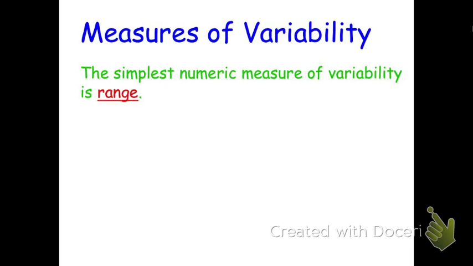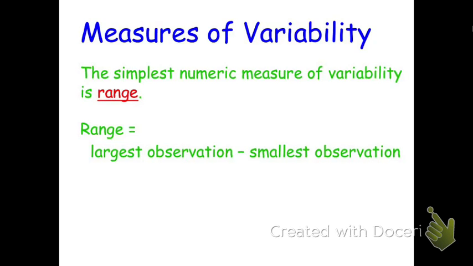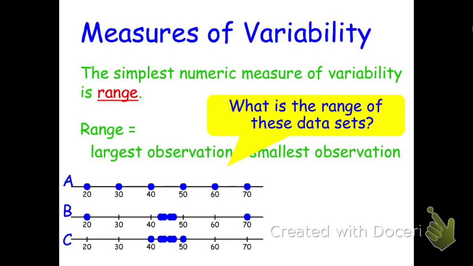So the first type that we talked about is finding the range, largest minus smallest. So you only report one number when you're talking about the range. You don't say the range is from 20 to 70. You say the range is 50. So the range for A would be 50, the range for B, and the range for C would be 10. So even reporting the range is not always the most accurate because A and B are still two different distributions, but they give the same range.